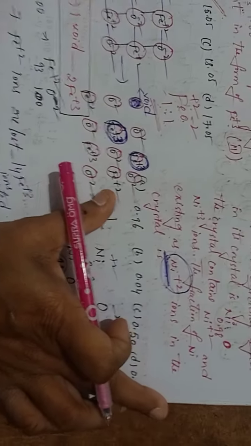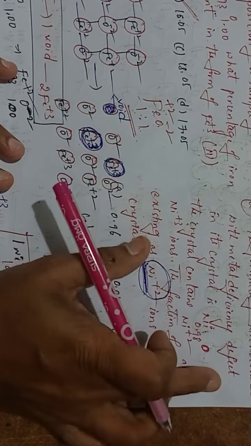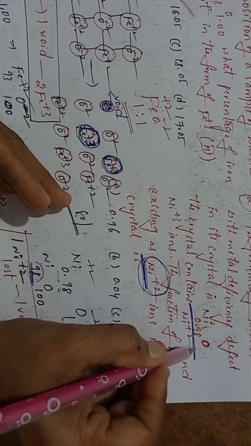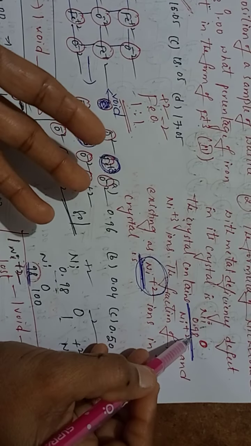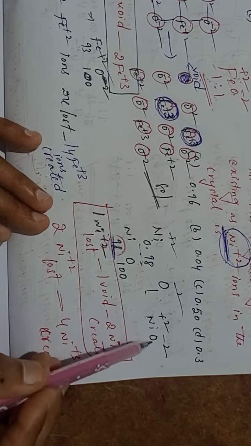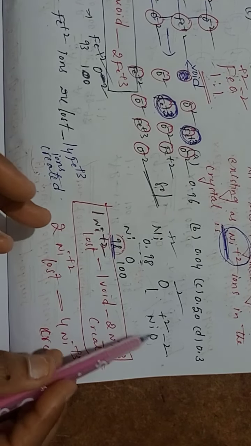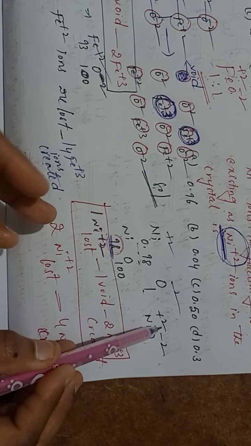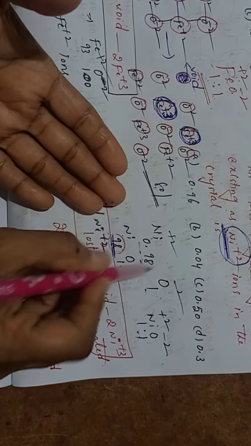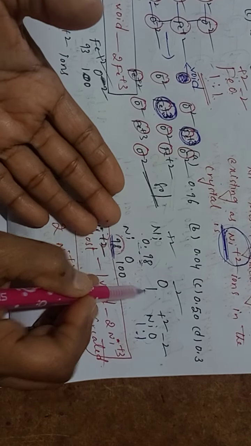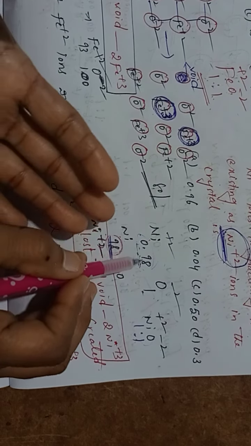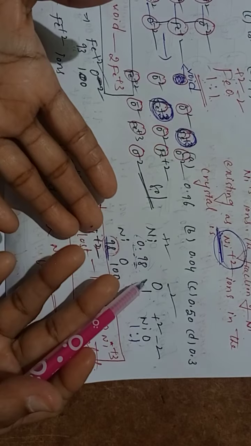Understood, students? Here the question is the formula of nickel oxide with metal deficiency defect, given as Ni 0.98 oxygen. That means it is a metal deficiency defect. So as it is, I am taking Ni 0.98 oxygen. But in nickel oxide, oxygen has oxidation state -2, nickel is +2. Both are in the same 1:1 ratio, correct? But here in the question they gave 0.98, this is 1. That means it is less than 1, correct? Metal is less than 1, that is it. That's why we call it metal deficiency defect.